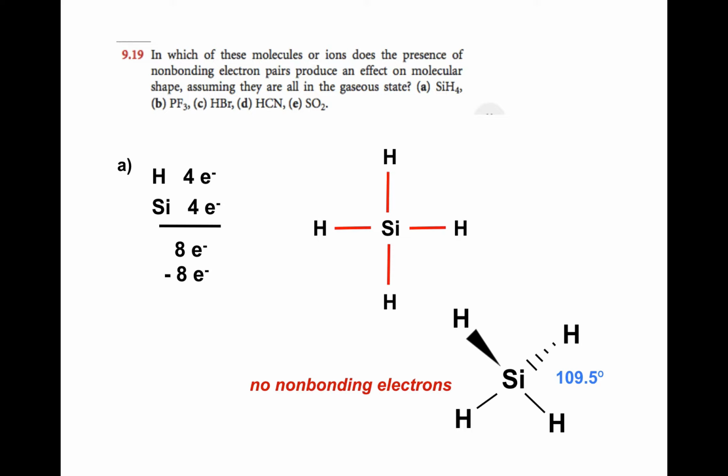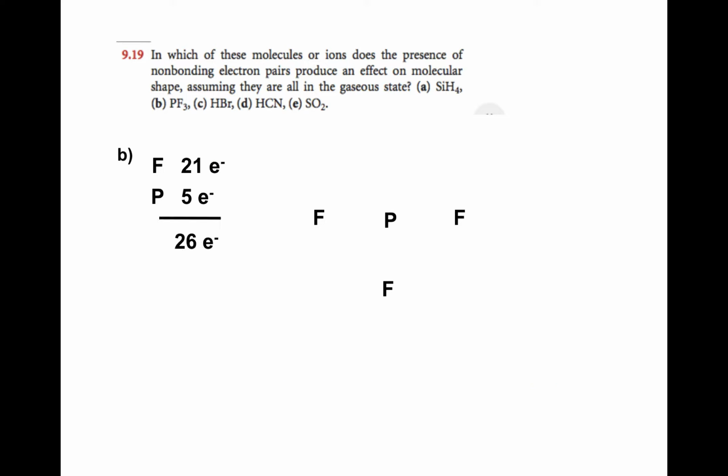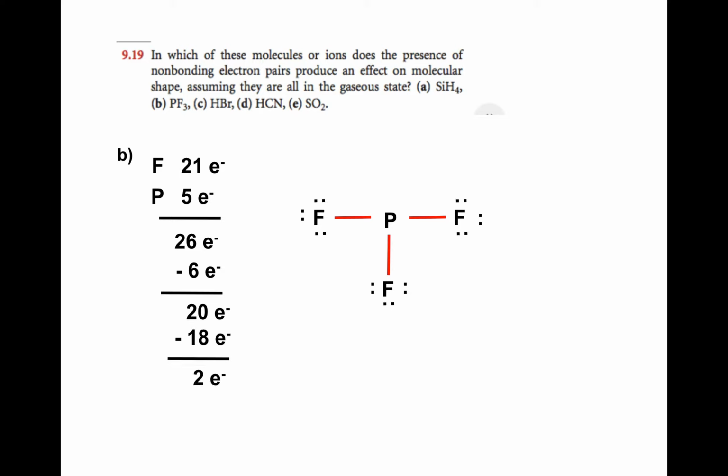Looking at phosphorus trifluoride, count up the valence electrons, 21 for the fluorines, 5 for the phosphorus, 26 to play with. Bond everything together. That's going to subtract 6 from my pile. Now, when I complete the octets for the fluorines, I have 2 electrons left over, right? That goes to the phosphorus. So that lone pair is going to push those bonded pairs down into a trigonal pyramidal arrangement, right?